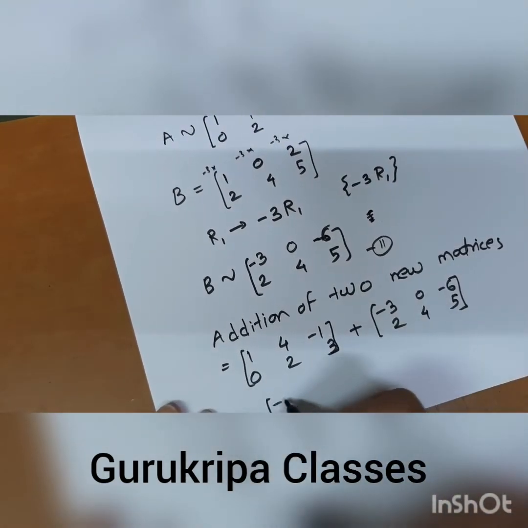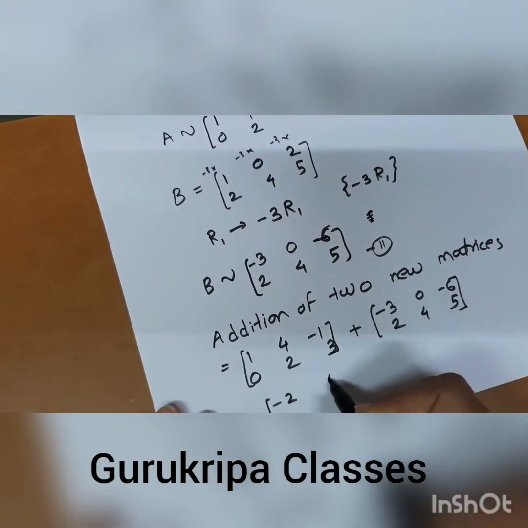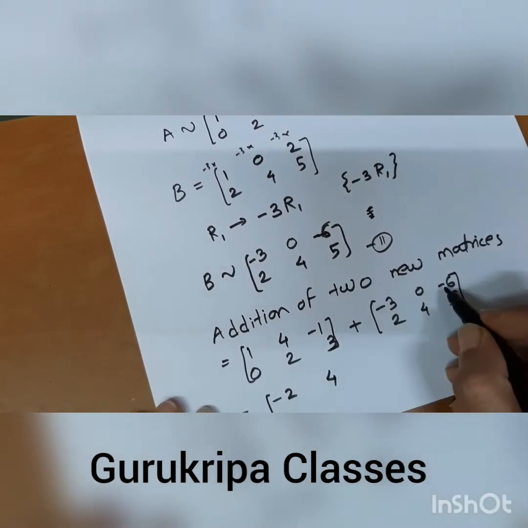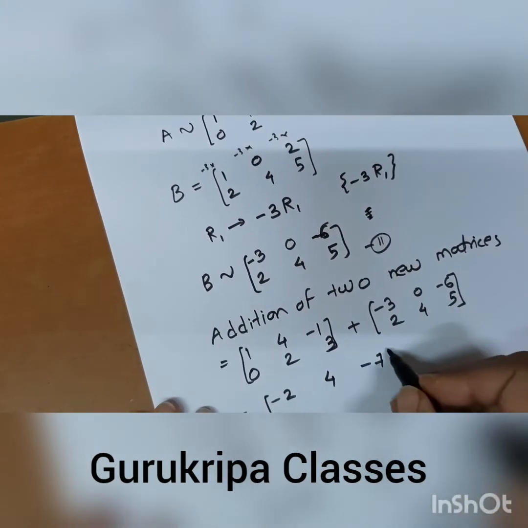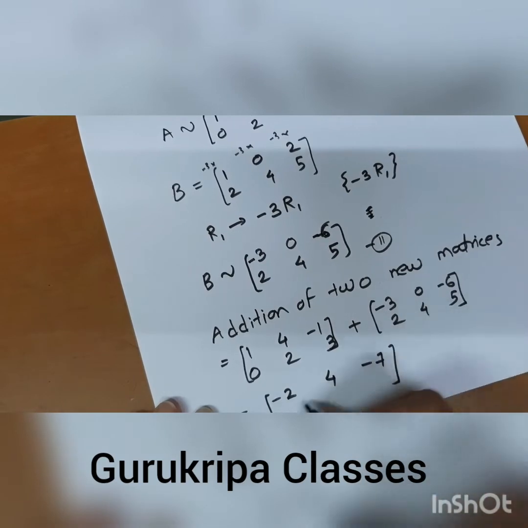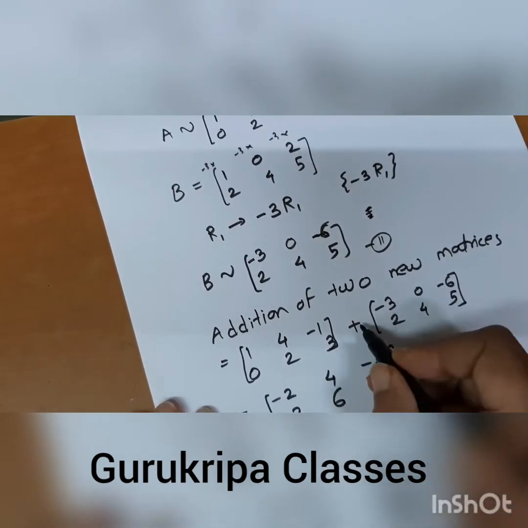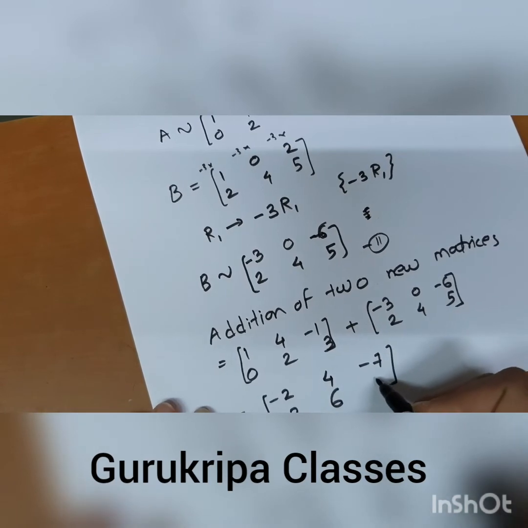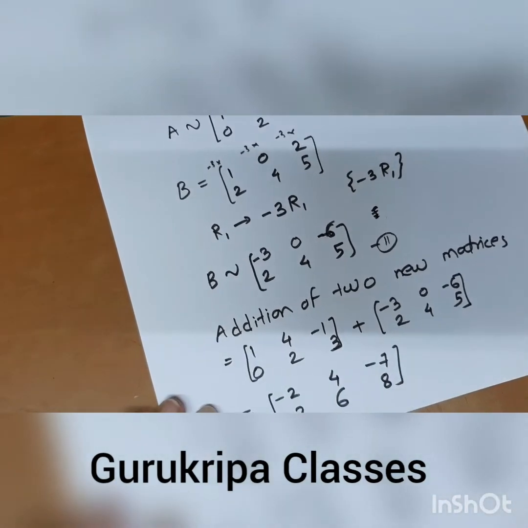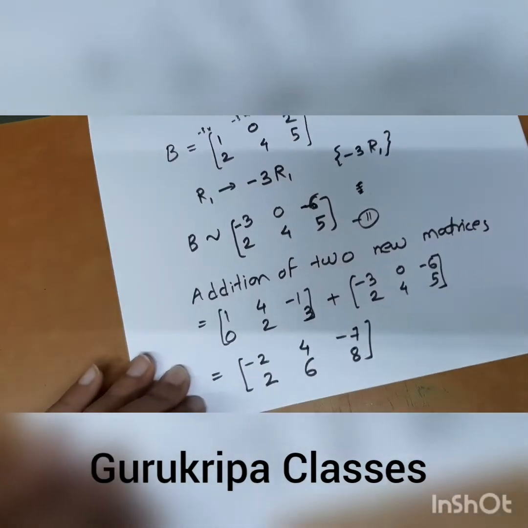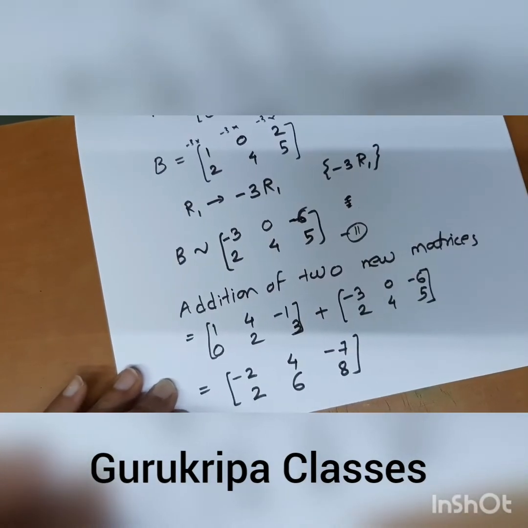1 minus 3 is minus 2. 4 plus 0 is 4. Minus 1 minus 6 is minus 7. 0 plus 2 is 2. 2 plus 4 is 6. And 3 plus 5 is 8. So this is the answer of your example number 4.